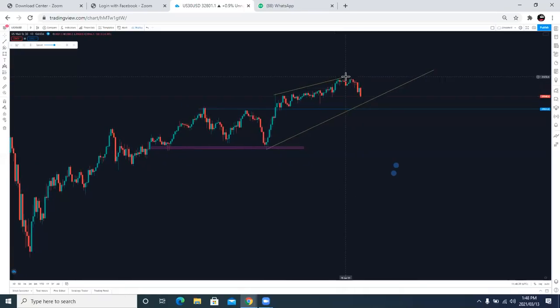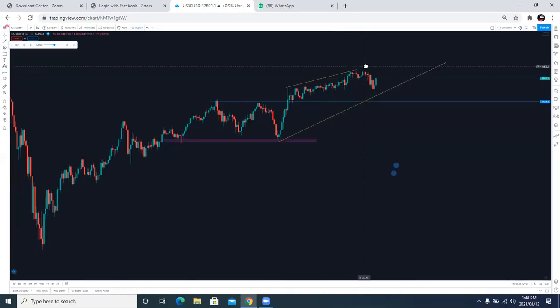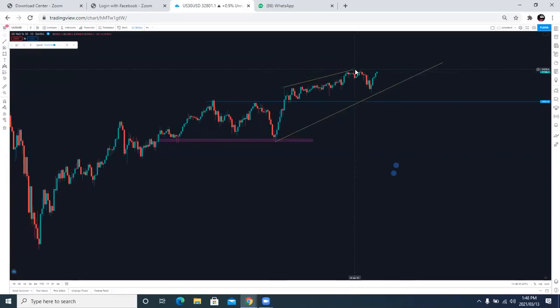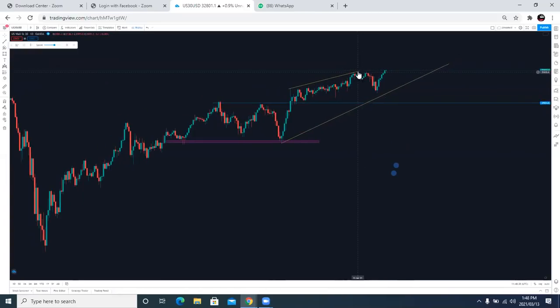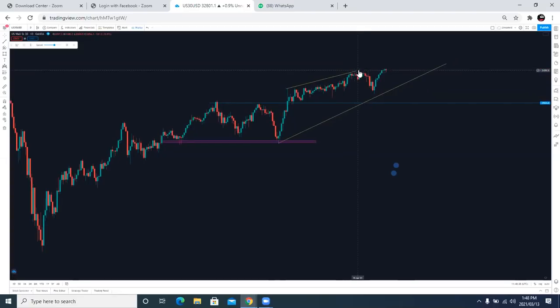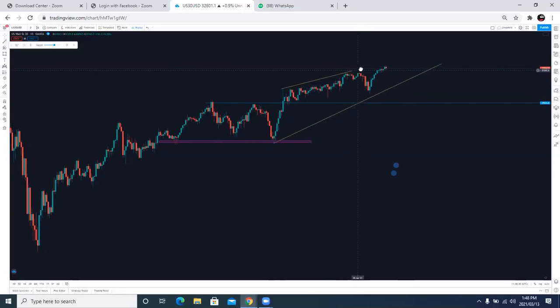checking back to the trend line. It touched that trend line that I was talking about. What is the market doing now? Isn't it buying?